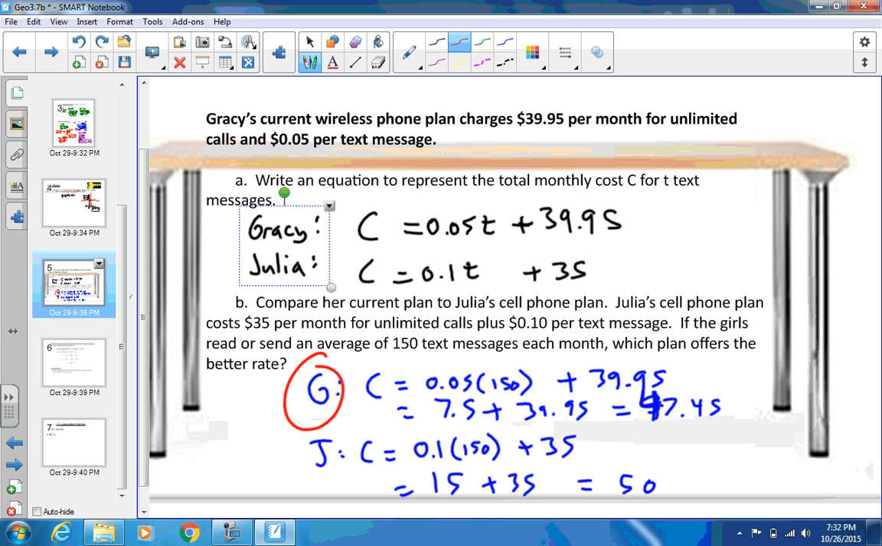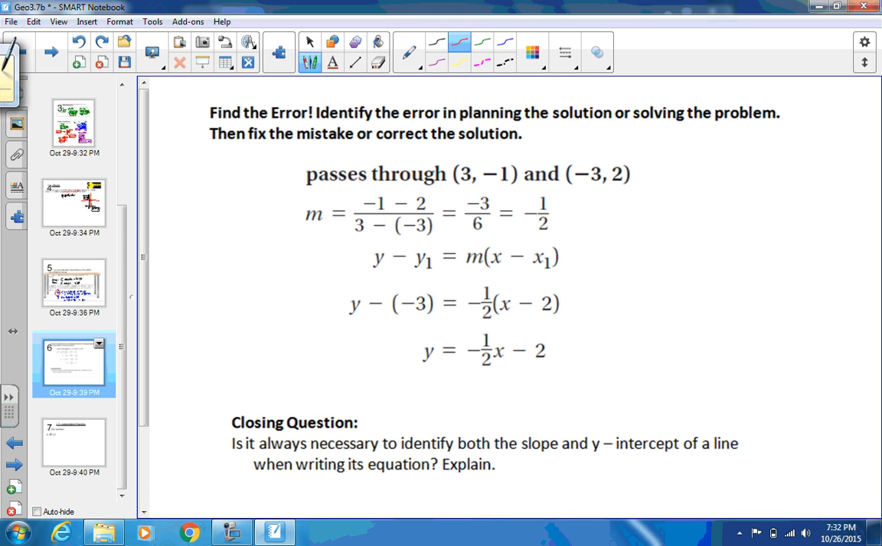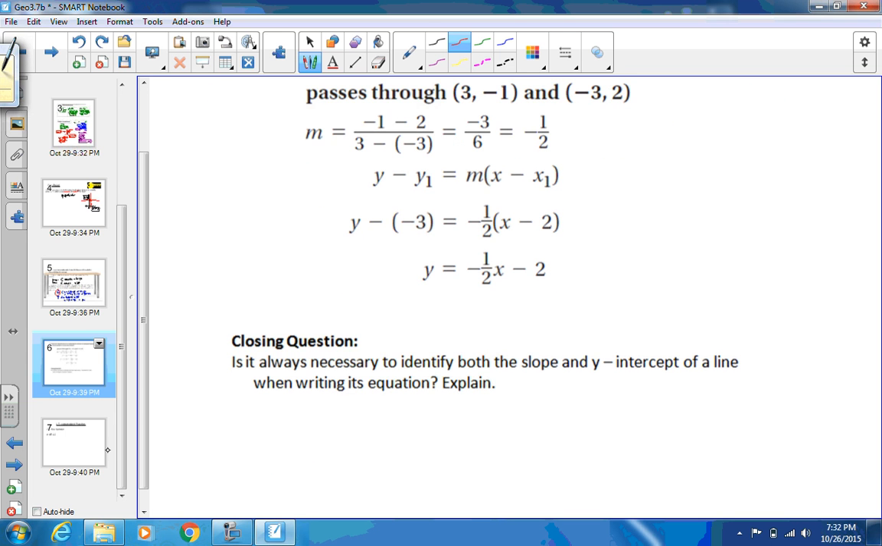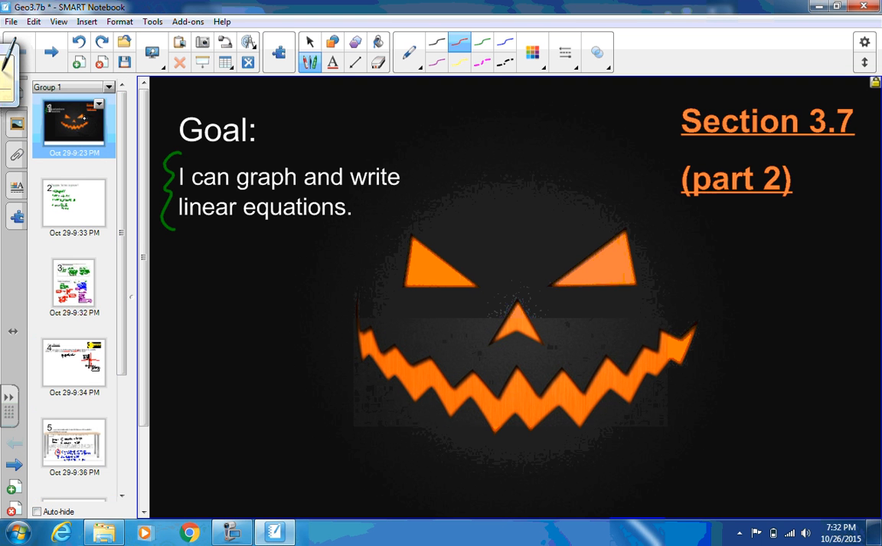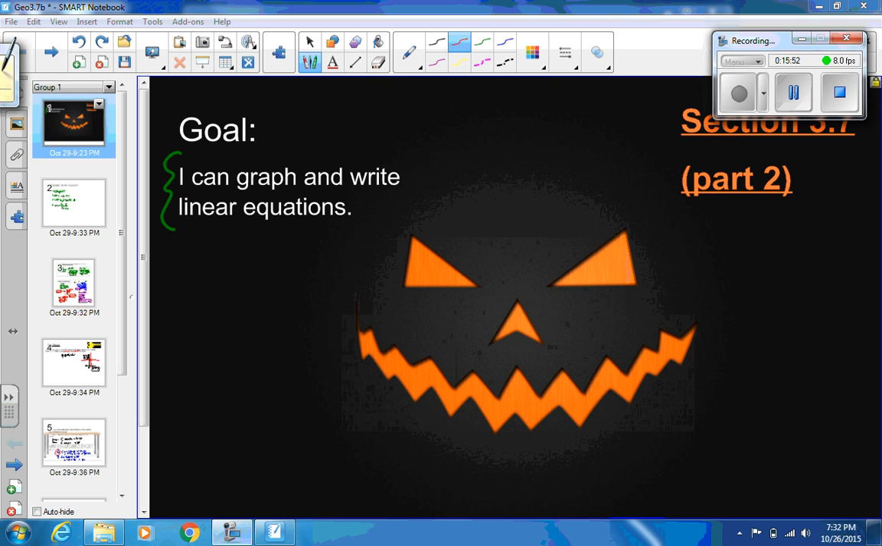Now, I'd like you to answer these on your own. Figure out the error in finding the error. And then answer the closing question. It says, is it always necessary to identify both the slope and the y-intercept of a line when writing its equation? So do you always have to find the slope and the y-intercept to write an equation, or can you do something else? All right, but that is covering our goal of I can graph and write linear equations. Don't forget to self-assess yourself. We'll see you next time.